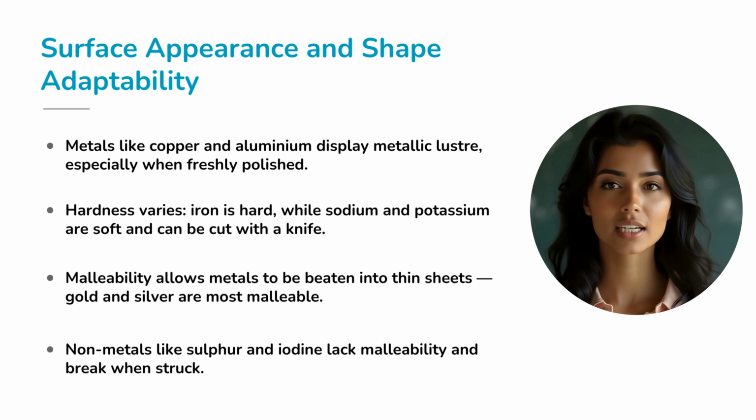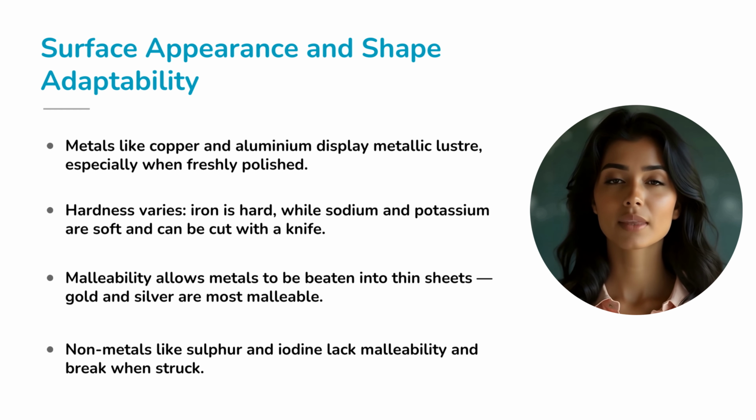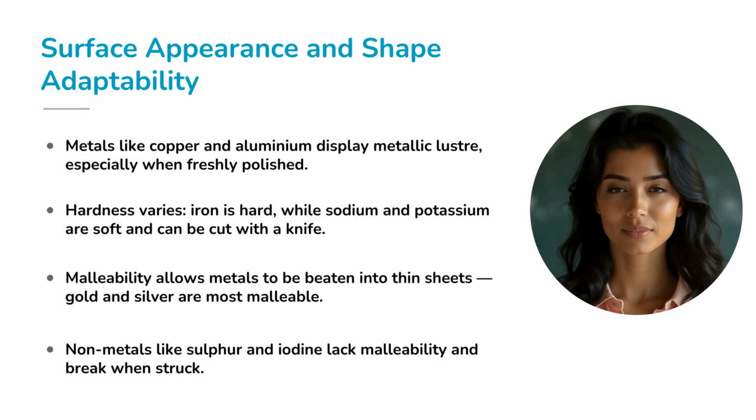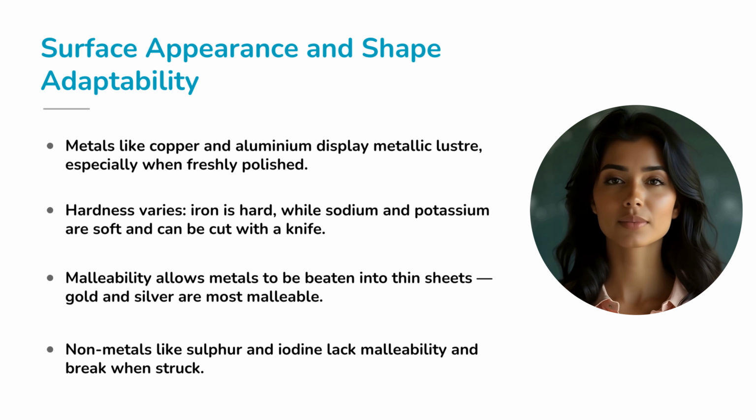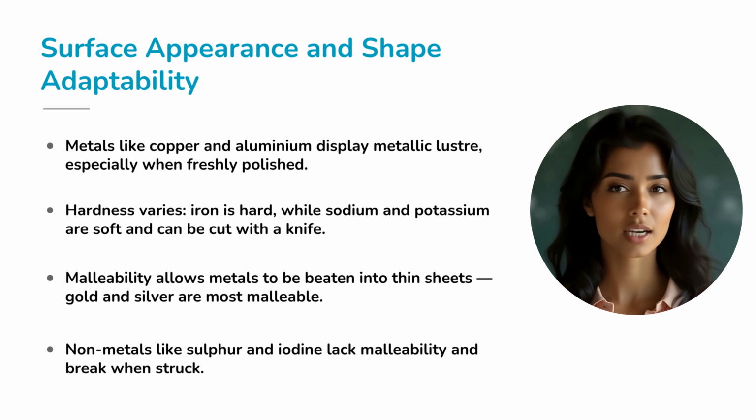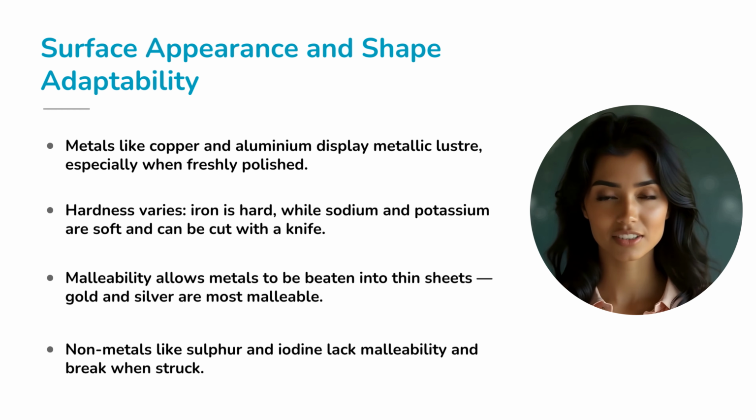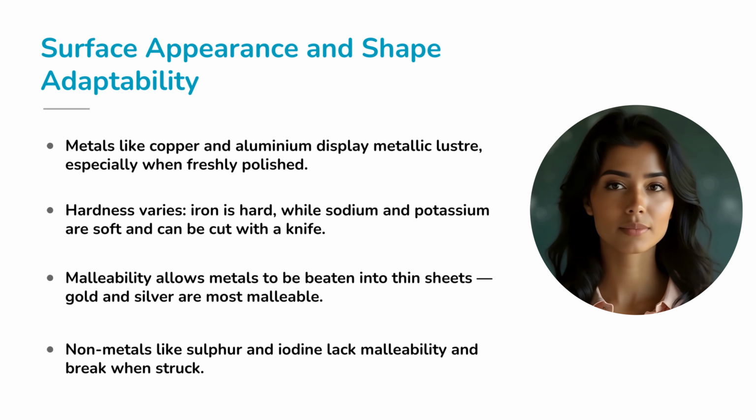Start with metallic luster. Freshly polished copper or aluminium has a characteristic shine that's called metallic luster. Now take hardness. Most metals are hard, but not all. Iron is clearly hard, but sodium and potassium? You can literally cut them with a knife. This softness is why we need to be cautious while handling alkali metals.